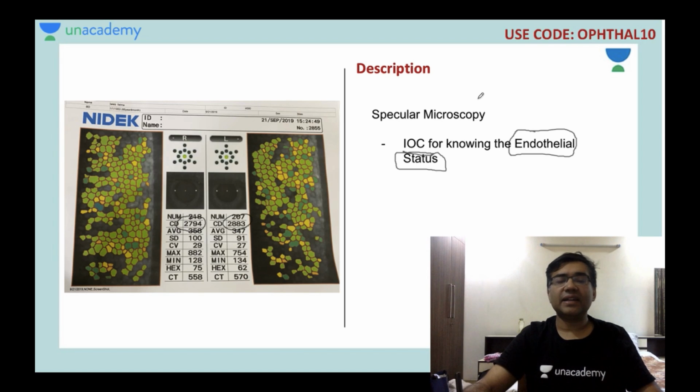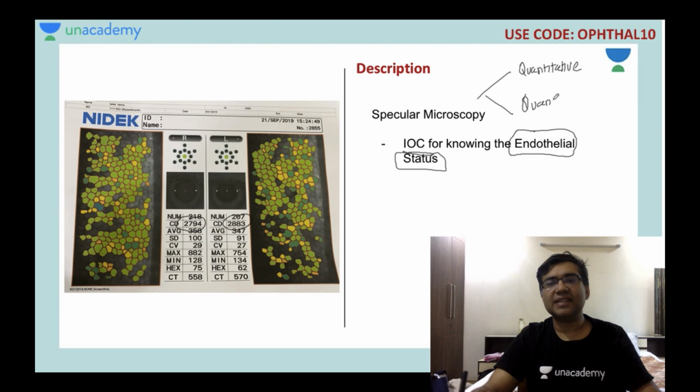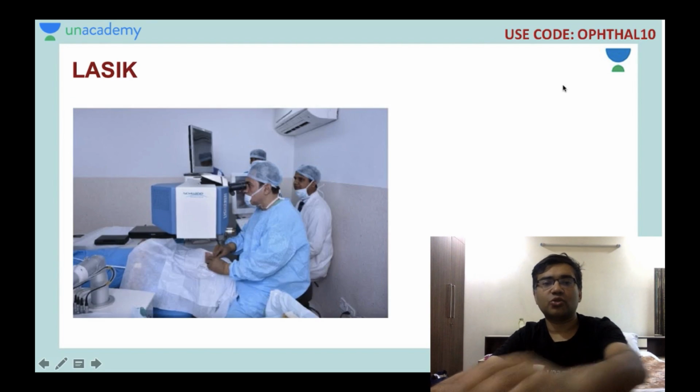So not only does it tell you about the quantitative analysis, it also tells you about the qualitative analysis. So how many cells are of the perfect shape, how many cells are not of the perfect shape, this can also be told by specular microscopy.